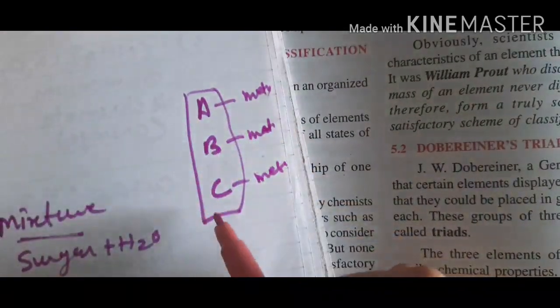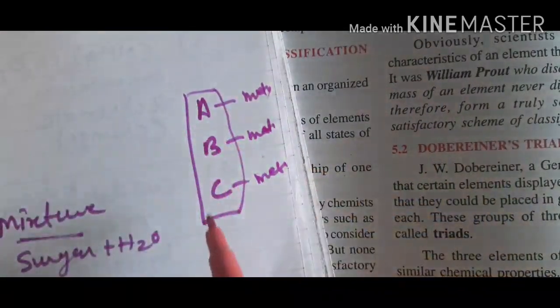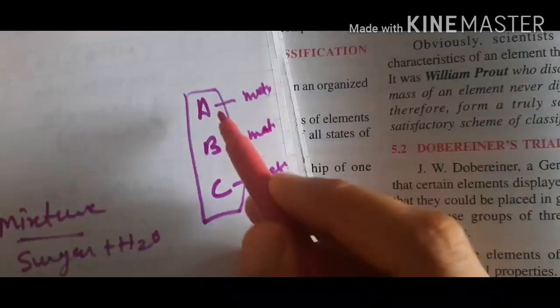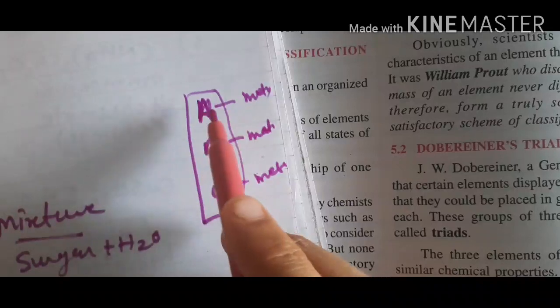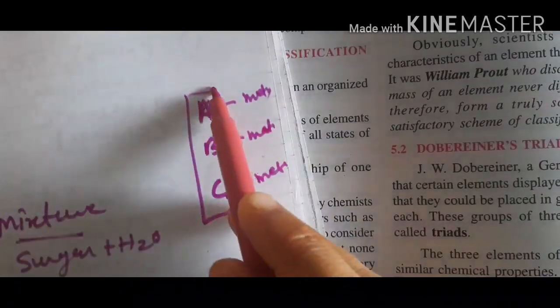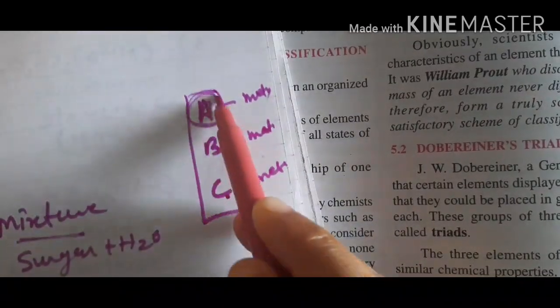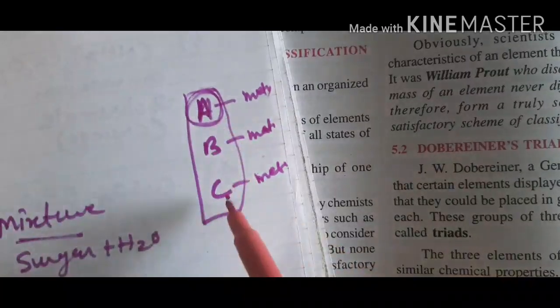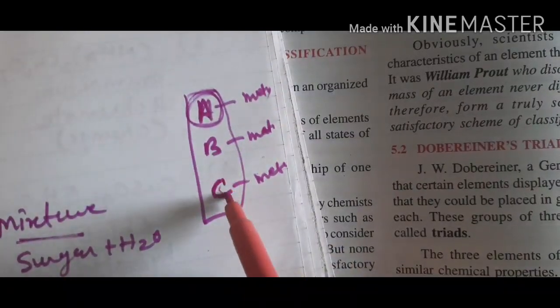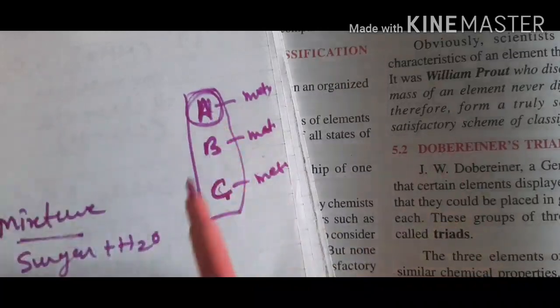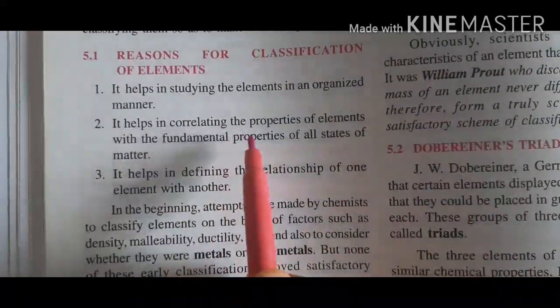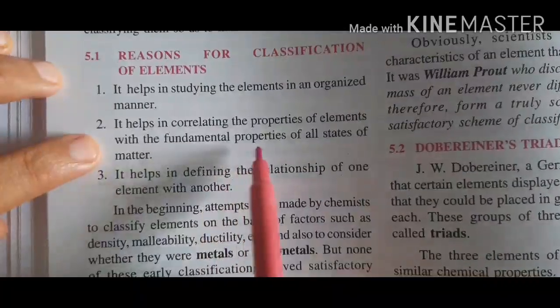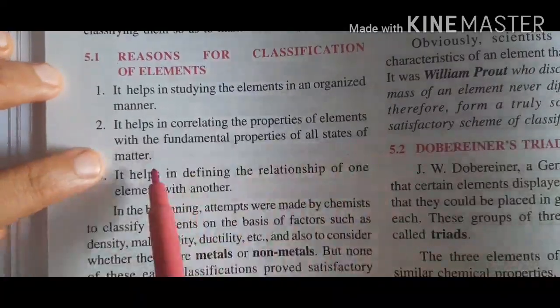So suppose they are put in one group, we can say that this group is metal. So this is metal, which means this is also metal. So through one element, if we know about this element and the other elements are put in the same group, we can find out the other elements' properties also. So it will help to understand. So it helps to correlate the property of the elements with the fundamental property of all states of matter.